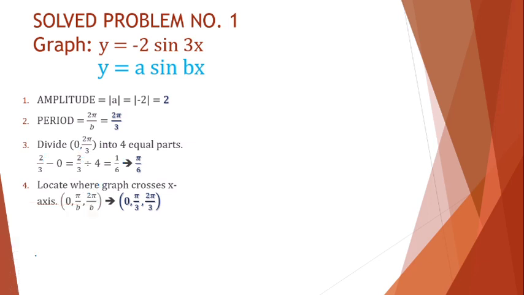Locate where the graph reaches its maximum. Since a is negative, we use this one. So 3 pi over 2 times 3, giving 3 pi over 6.